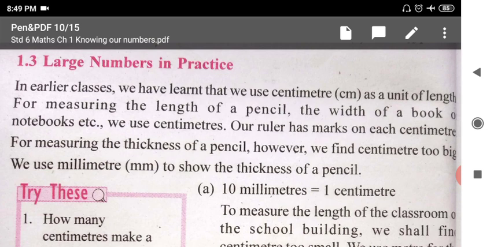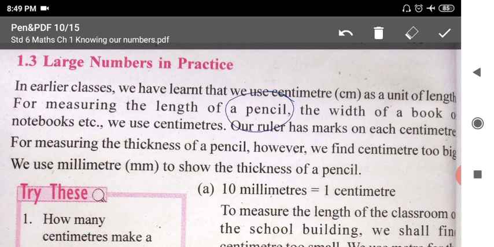In the earlier classes we all have studied about length. For measuring length we use centimeter, meter and kilometer. We use centimeter as a unit of length. You all know, for measuring the length of small things like pencils or the width of a book, notebook, etc., we use centimeters. The numbers which we have on our ruler are centimeters.